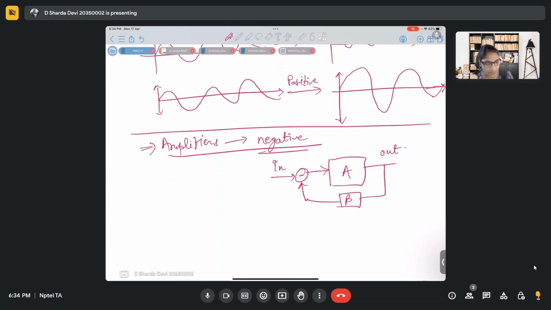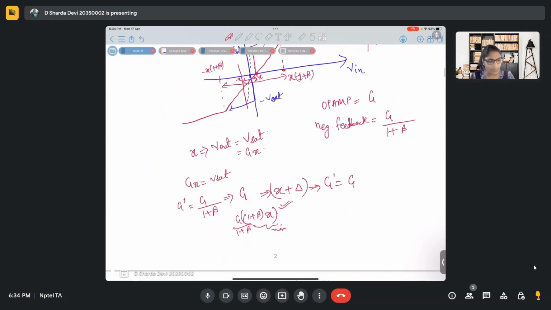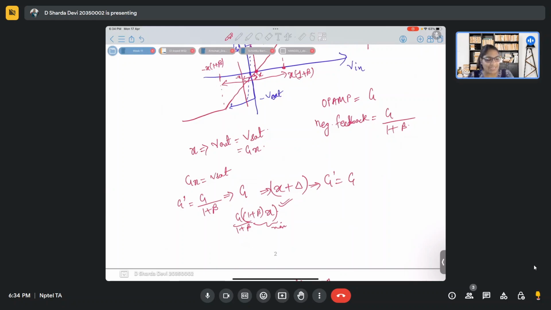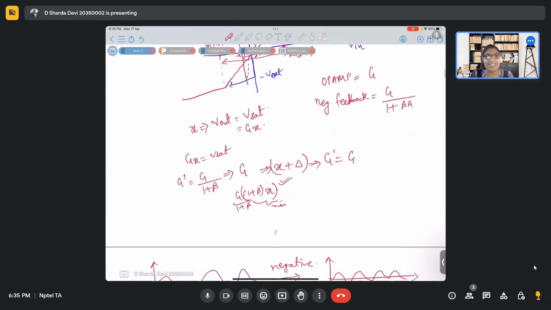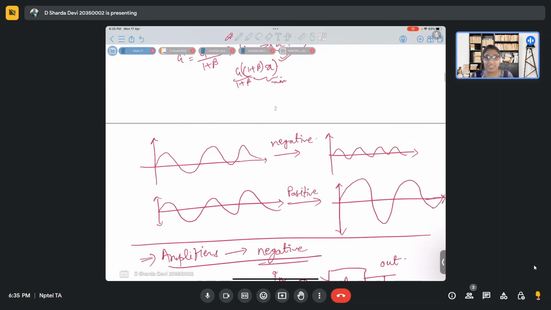Earlier, you mentioned the formula, right? Like A by 1 plus beta. Isn't that A by 1 plus A beta? Yes, I was writing in general. If you go to the exact formula, it is 1 plus A beta. In general, the gain reduces by 1 plus some factor, so that's how I was mentioning it, just generically, like how it appears.